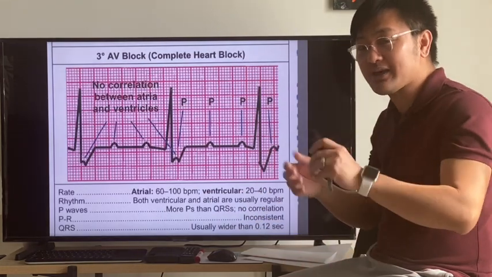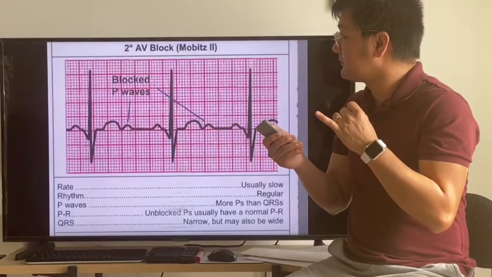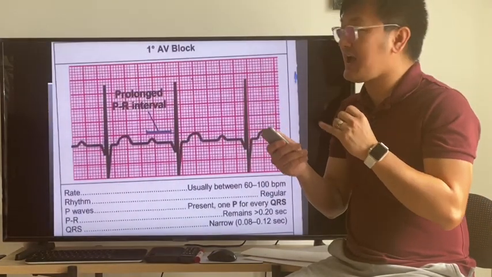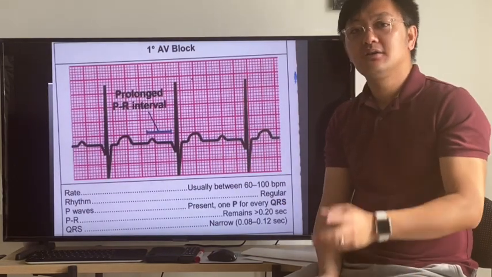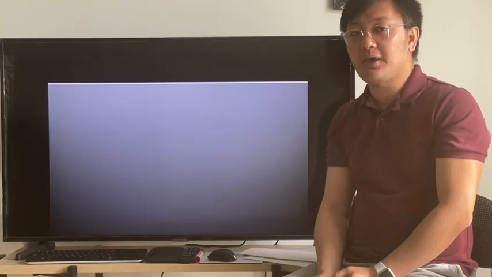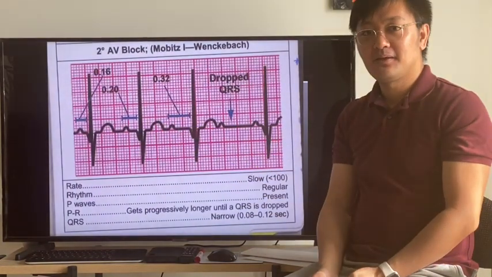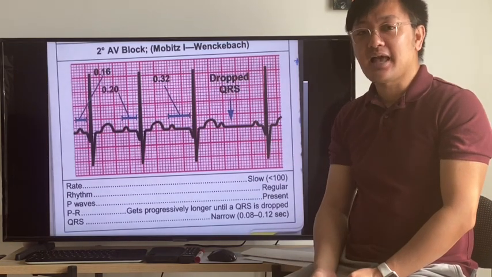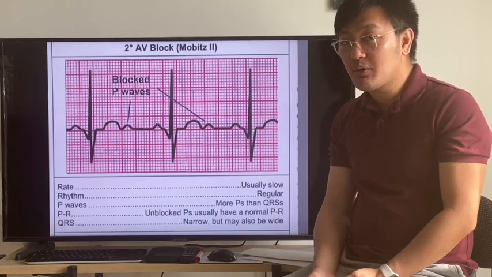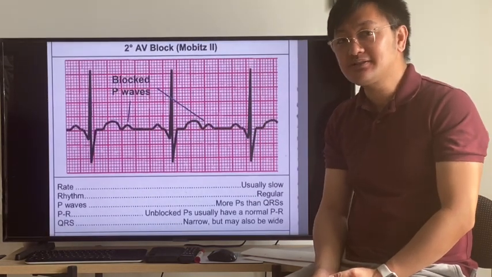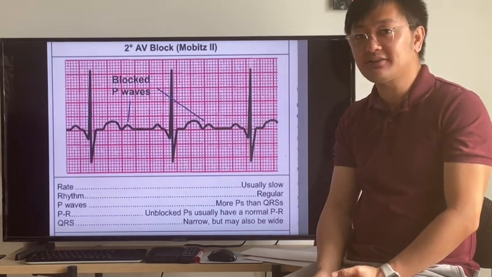Okay, so just to recap, first degree AV block, all PR intervals consistently prolonged. Second degree AV block, the PR interval gets progressively longer. Okay, this is your Mobitz 1. Second degree AV block, Mobitz 2, more than one P wave in every QRS. But if you use the P wave near to the QRS, it will give you a normal PR interval.